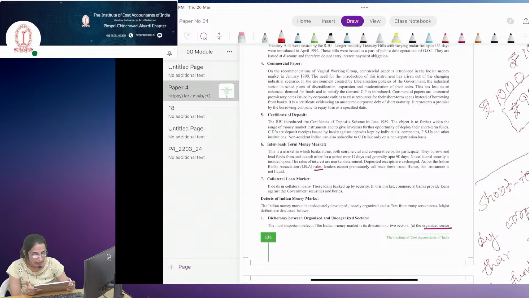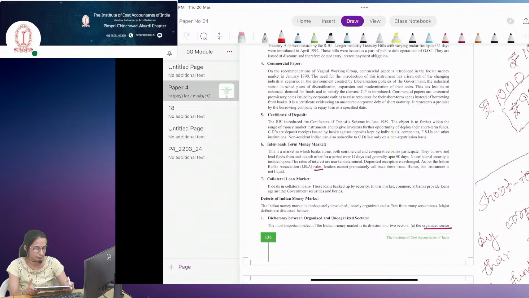Commercial bills are unsecured promissory notes issued by corporate entities to raise resources for their short-term needs instead of borrowing from banks. It is a certificate evidencing an unsecured corporate debt of short-term maturity. It represents a promise by the borrowing company to repay the loan at a specific date. So the company is giving a promise that I will pay the loan at a specific date for a specific interest rate.